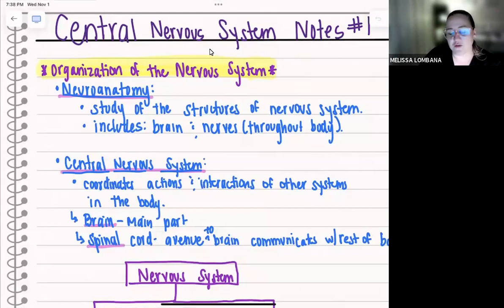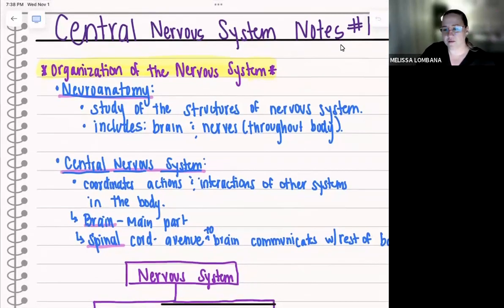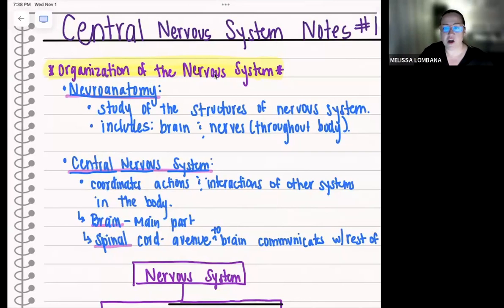So what I need you guys to do is write at the top of your notes "central nervous system." You should have glued in the cover sheet, which is basically the key concepts for this entire unit. And the first set of notes is going to be central nervous system notes number one. The first thing you're going to write is the organization of the nervous system, and how we organize our entire nervous system.